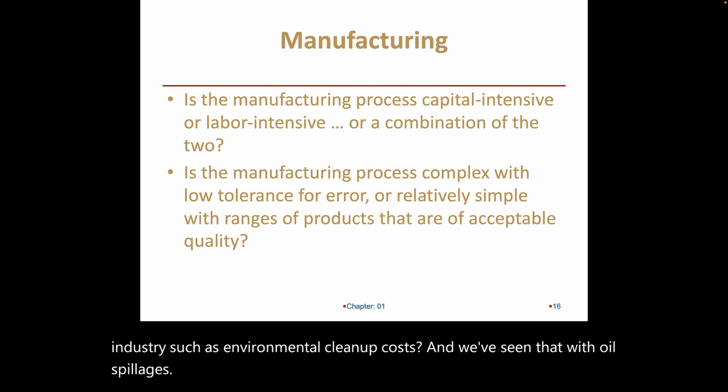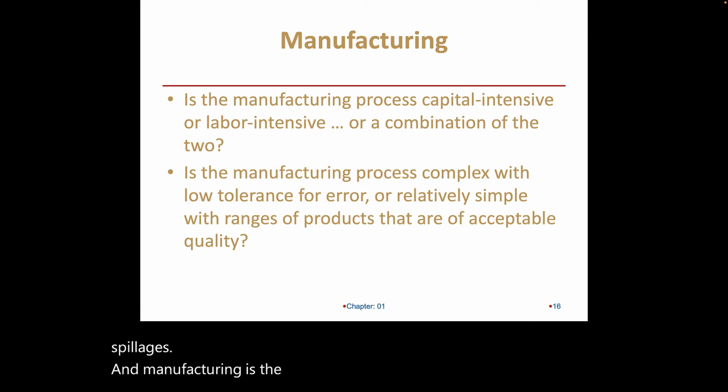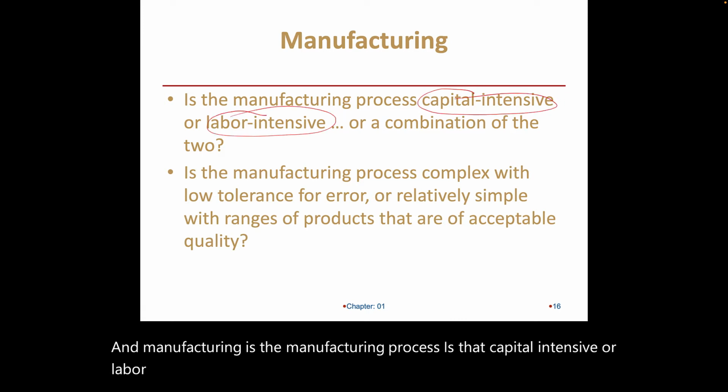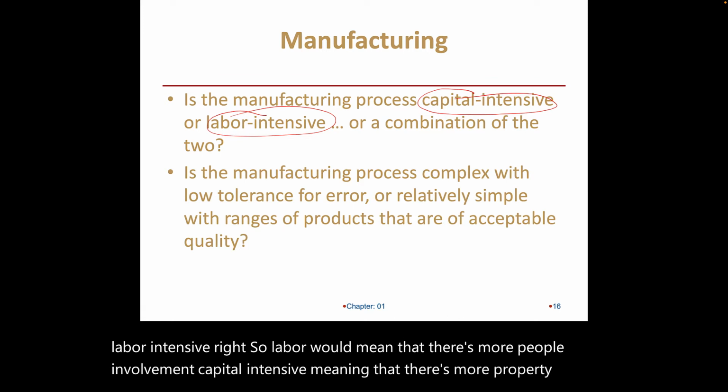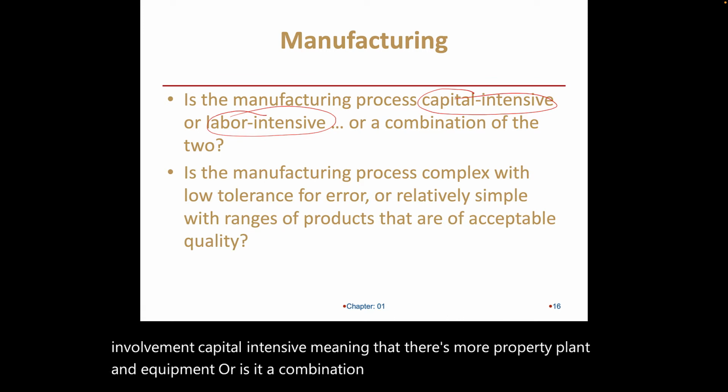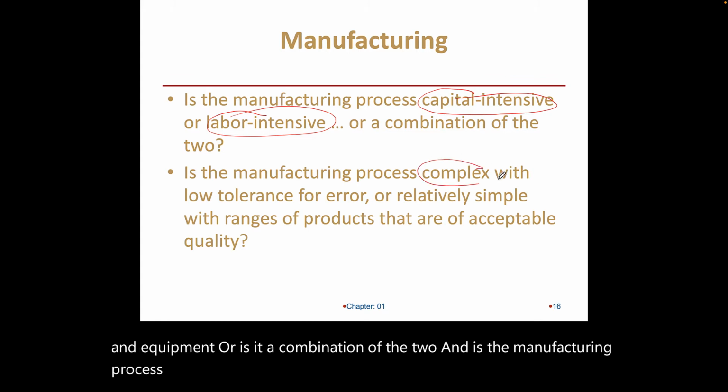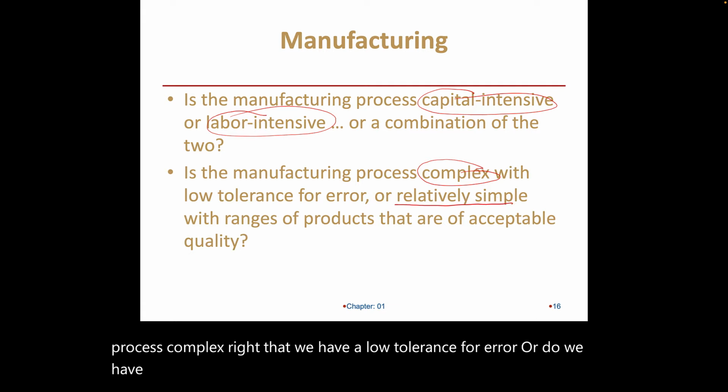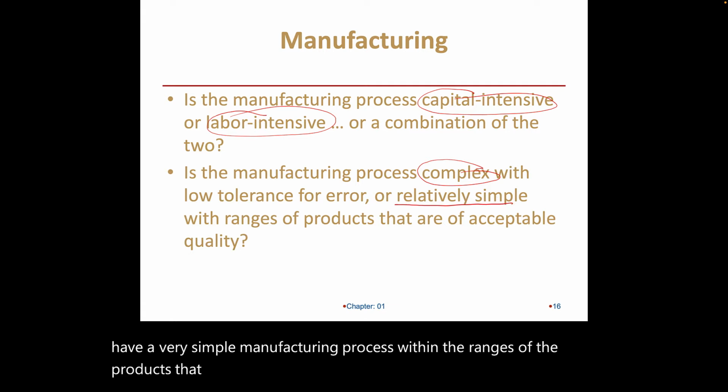And manufacturing. Is the manufacturing process capital intensive or labor intensive? Labor would mean that there's more people involvement, capital intensive meaning that there's more property, plant, and equipment. Or is it a combination of the two? And is the manufacturing process complex, so that we have a low tolerance for error? Or do we have a very simple manufacturing process, where we're producing all of the products within an acceptable quality?